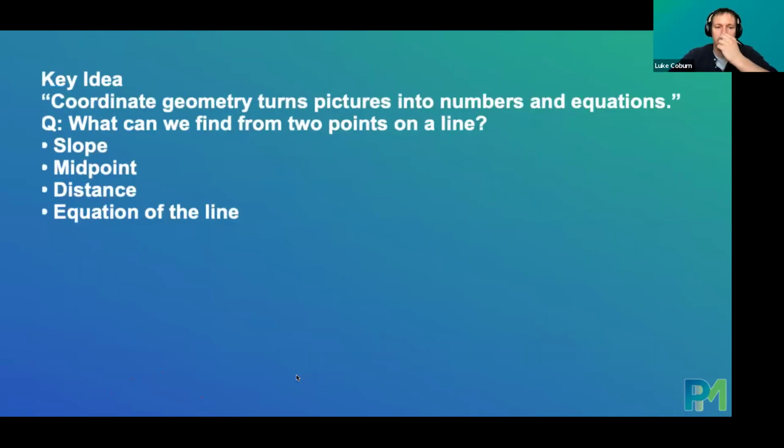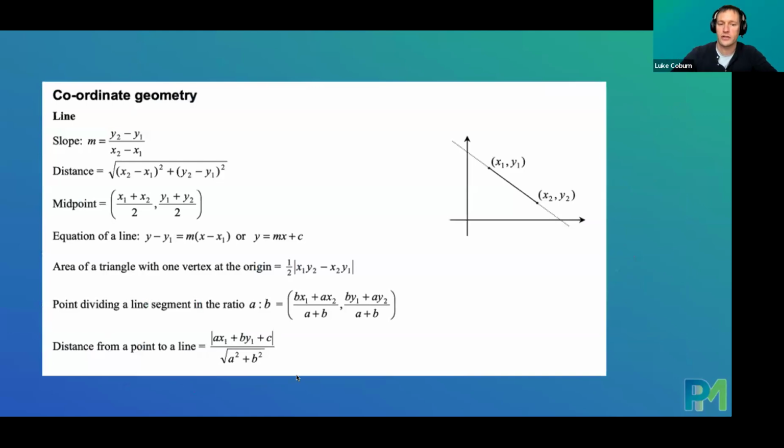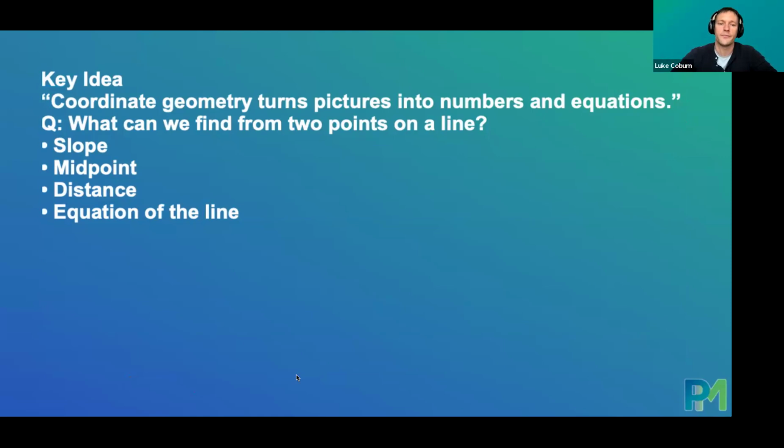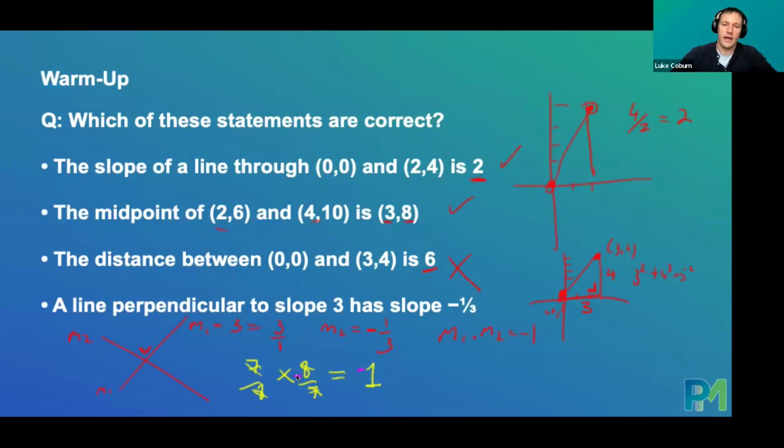And so the key idea is that with coordinate geometry, we have these pictures, and we're going to turn these pictures into numbers and equations. So we're going to make this bridge between this graphical world with x-axis and y-axis with circles and lines and things like this. And then we're going to connect that to algebra, to equations like this, so we can work out things like how far two points are away, what the area of a triangle is, what the slope is, and so on, right?